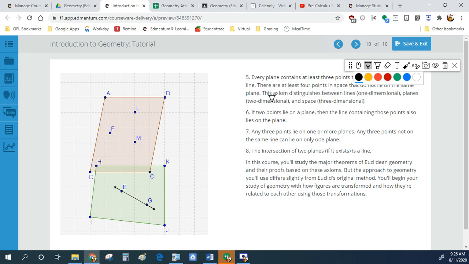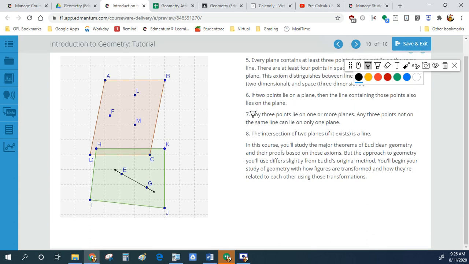Okay, so 2 points, line, same plane. Number 6 says that if 2 points are on the same line, they have to be on the same plane. That makes sense, because if you have a piece of paper and you draw a line, the line's not somehow outside that piece of paper. It wouldn't make any sense. Any 3 points or more make a plane. So that, like I said, is obvious.